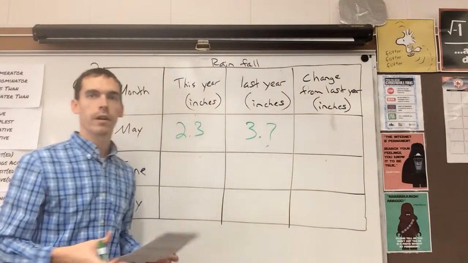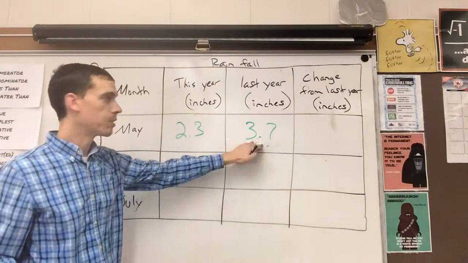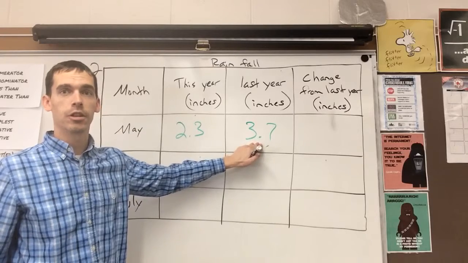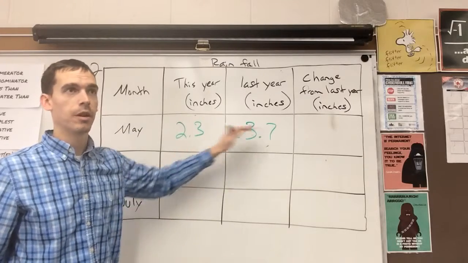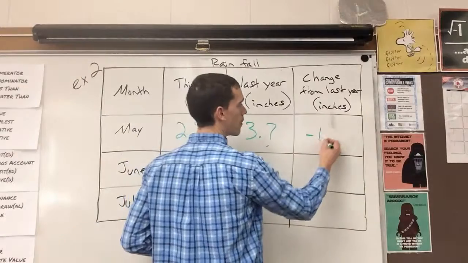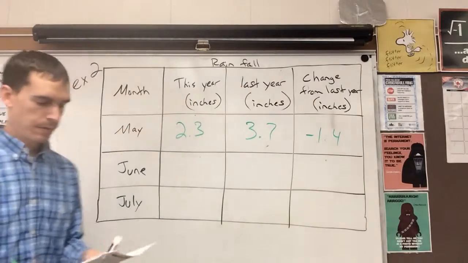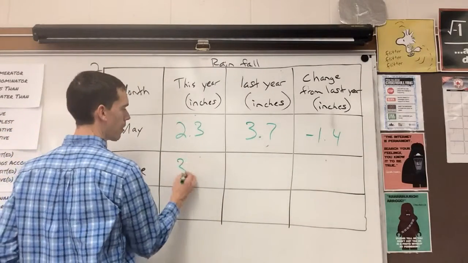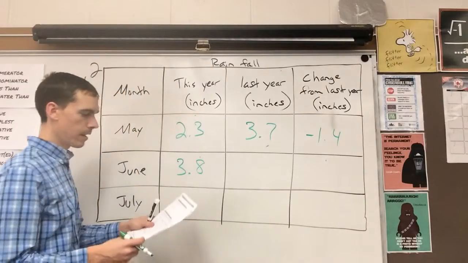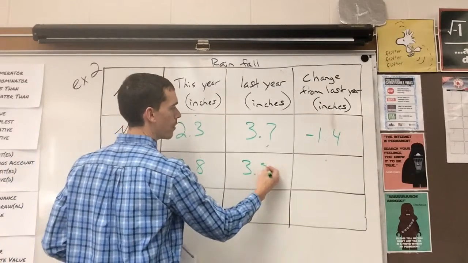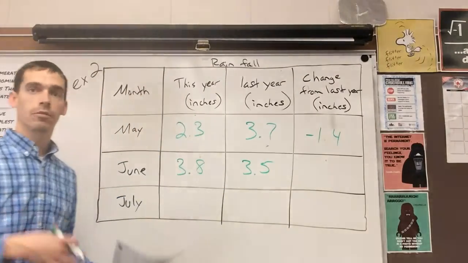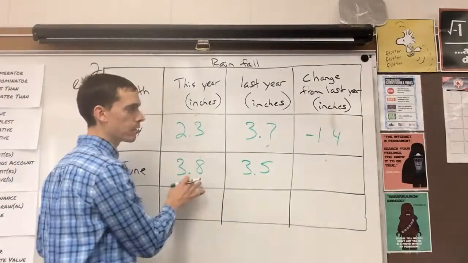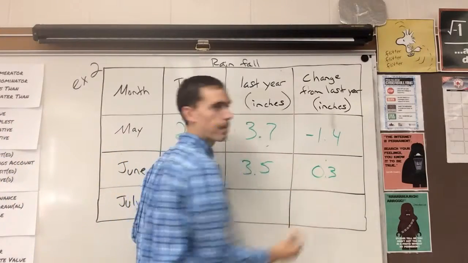So what is the change in rainfall? So we're looking at this backwards. So 3.7, the change here, we actually got less this year compared to last year. So we're looking at a negative rainfall, negative 1.4. June we had 3.8. And then last year for June we had 3.5. So did we increase or decrease? So last year was 3.5, this year's 3.8. So we increased by 3/10.